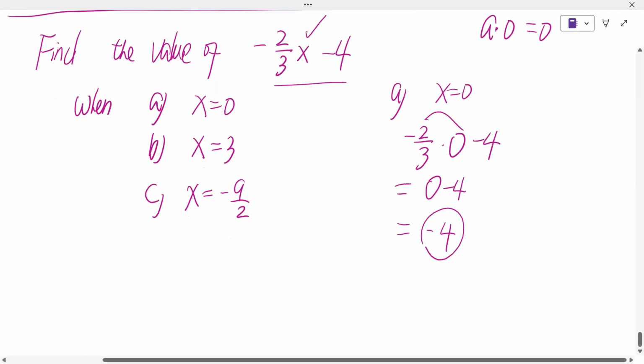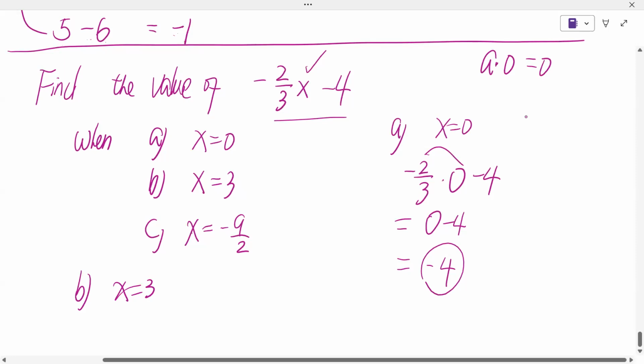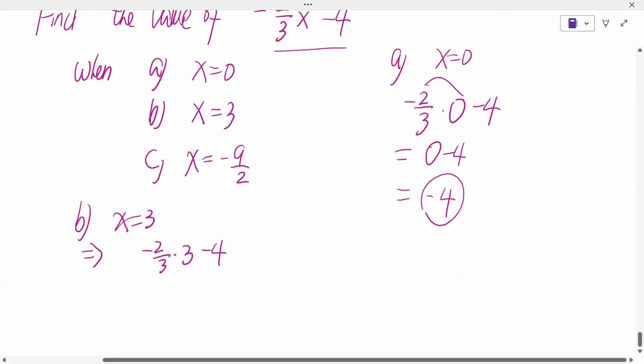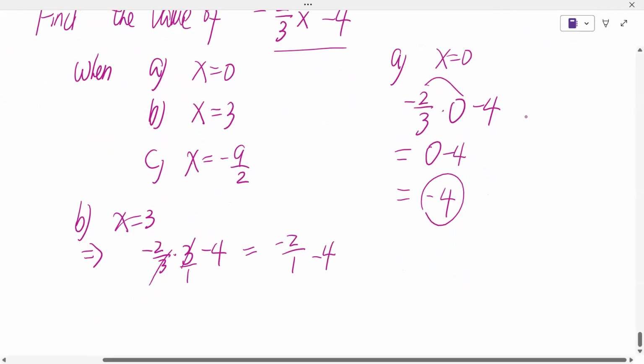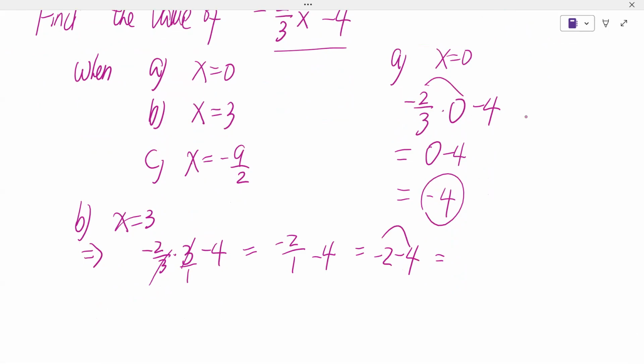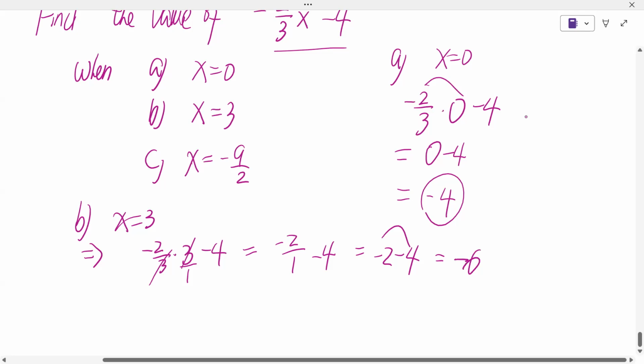Okay. And part B, when x equals 3, that means you go back here and replace x with 3. So that means negative 2/3 times 3 minus 4. Now 3 you can make a fraction, and I see the same number on top and bottom, you can cancel that. So negative 2/1 minus 4. So negative 2/1 is negative 2 minus 4. Now there's a signed number operation, right? Two negative numbers, keep the sign, and you add the numbers, right? 2 plus 4 is 6. So the answer is negative 6.